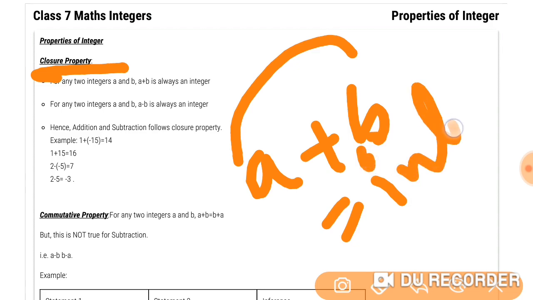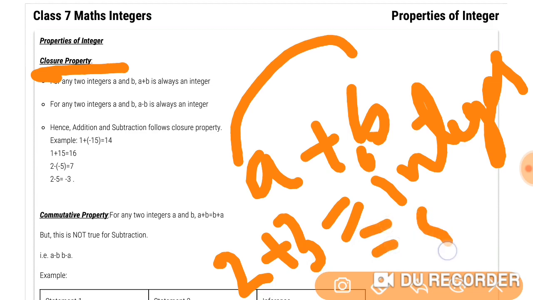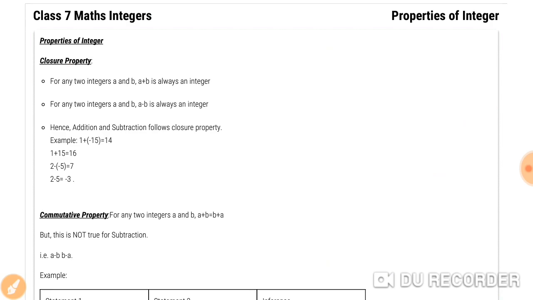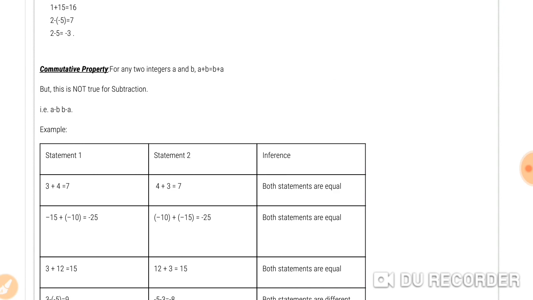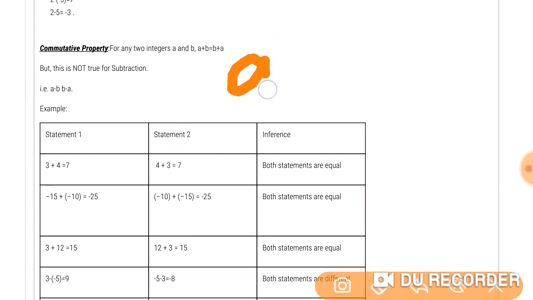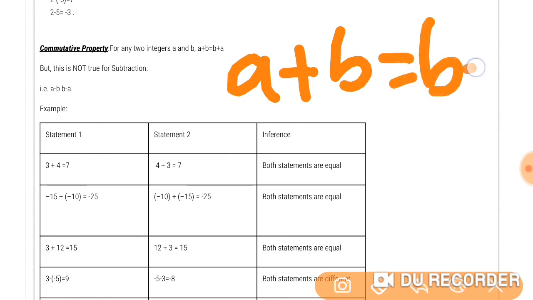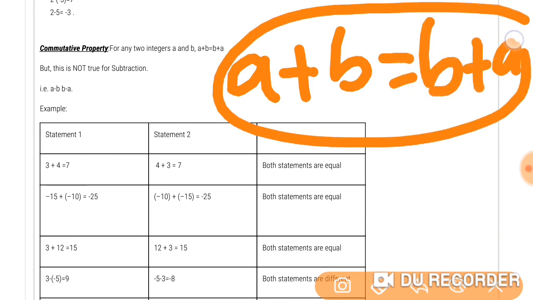That is what they are going to tell here. See, if 2 plus 3, then 5 comes. So 5 is also an integer. So that is what the closure property says here. You can go through the example here. And the commutative property: for any two integers a and b, a plus b should be equal to b plus a. That means here also take any two integers. If you add reversely also, you will get the same integer. That is a property of integers.